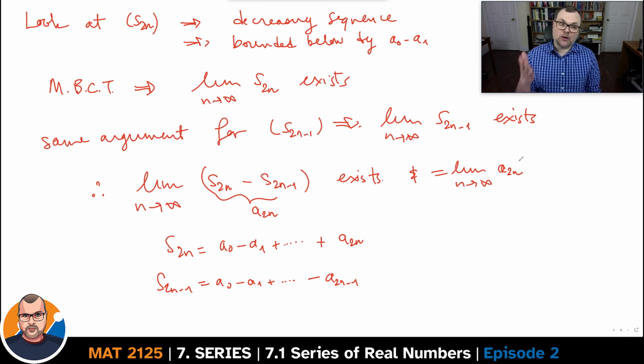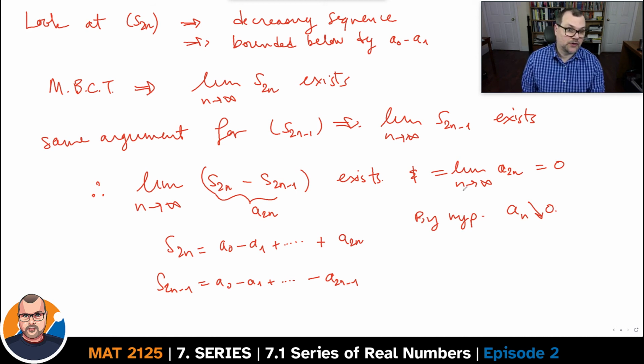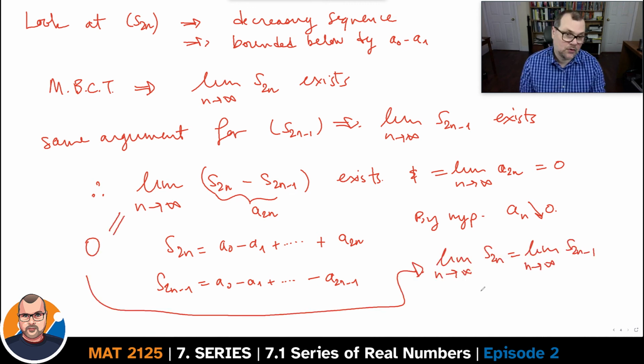So the limit of all the even numbered terms of the sequence. This limit exists because we know by hypothesis that the ANs converge. So the limit of A2n is 0, and so the limit of this difference here is 0. Now it doesn't tell us what the limit of the partial sums would be, but the limit of the differences is 0. In particular, what this tells us is that the limit of the even numbered partial sums is the same as the limit of the odd numbered partial sums. Well, we conclude from that the alternating series converges.